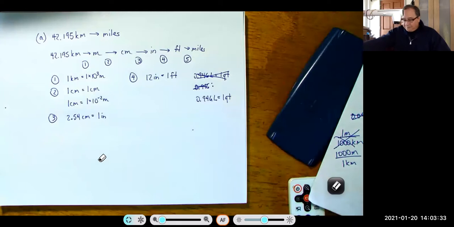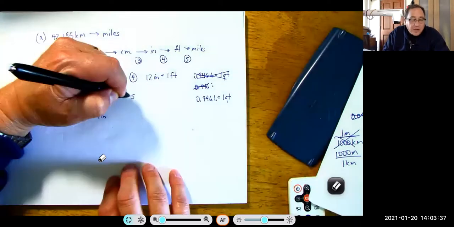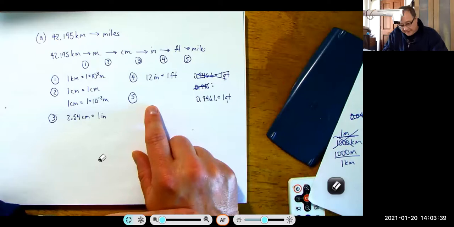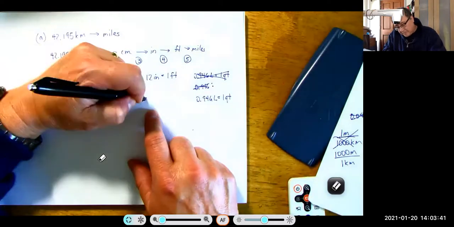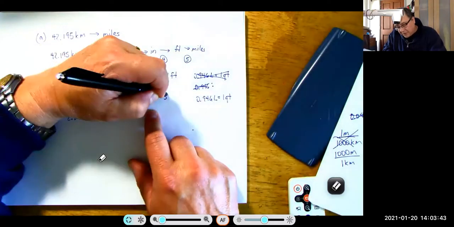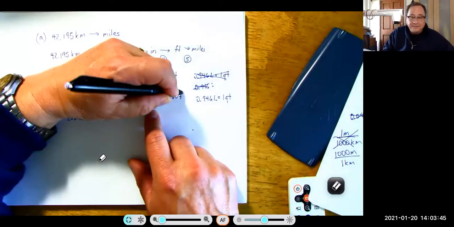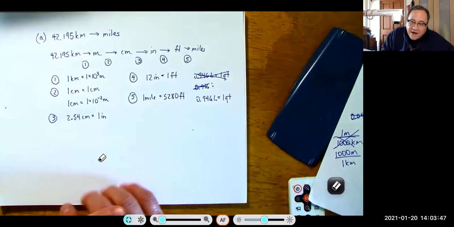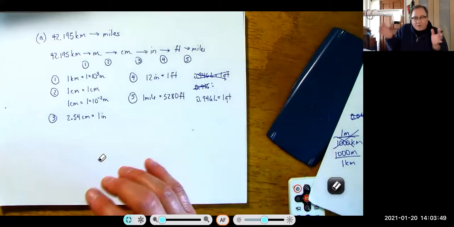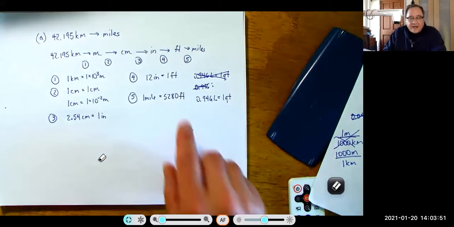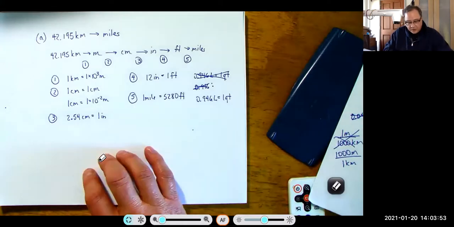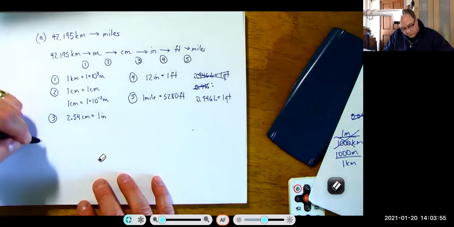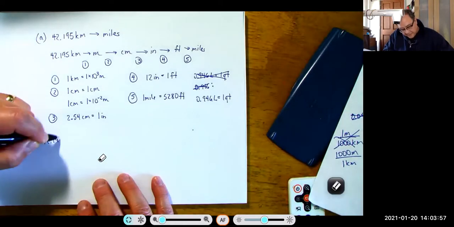Sure. Okay, what's number 5? This is one that many people don't know, but it is exact. And don't feel bad if you don't know it because it's not a big deal. We all know it's around 5,000, but we never know quite what it is. It's 5,280. So I'm going to start off with 42.195 kilometers.